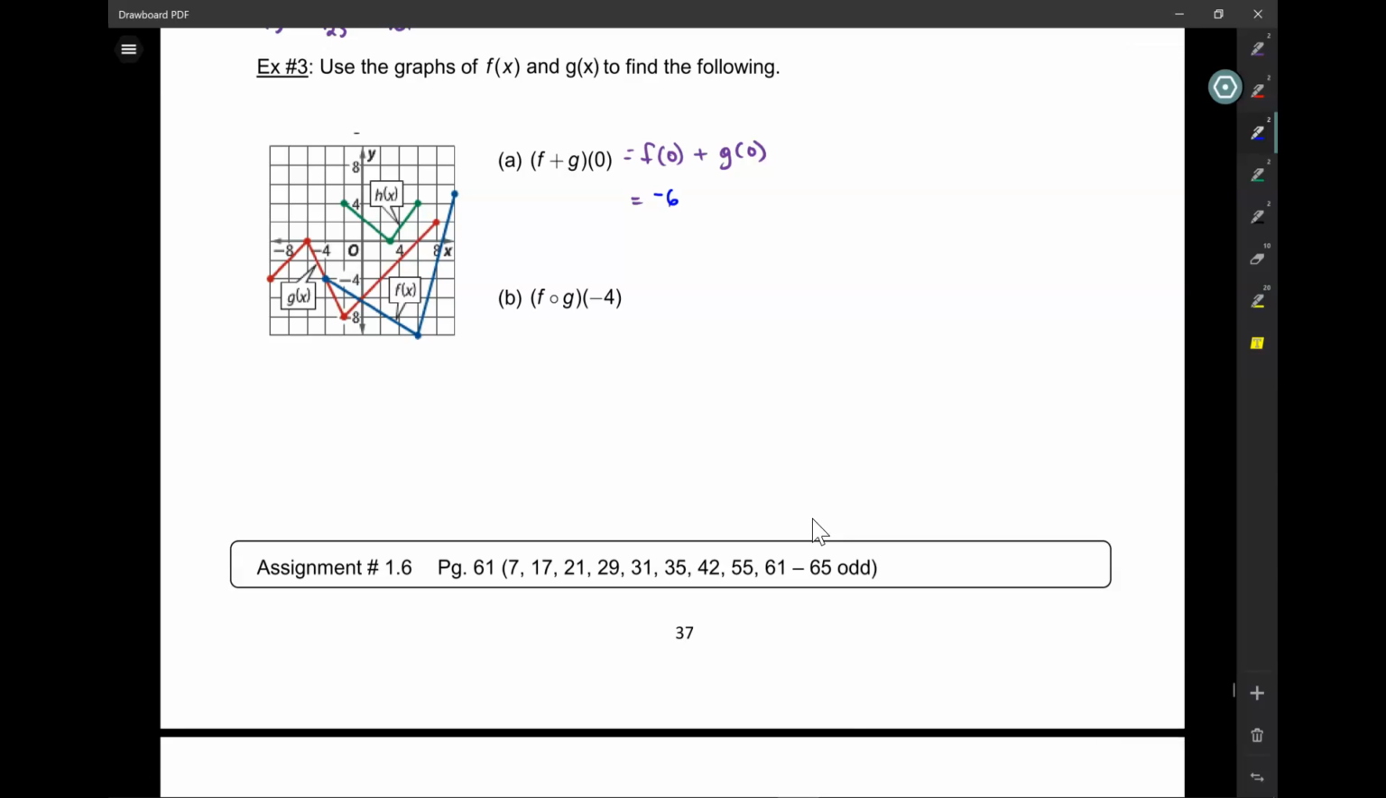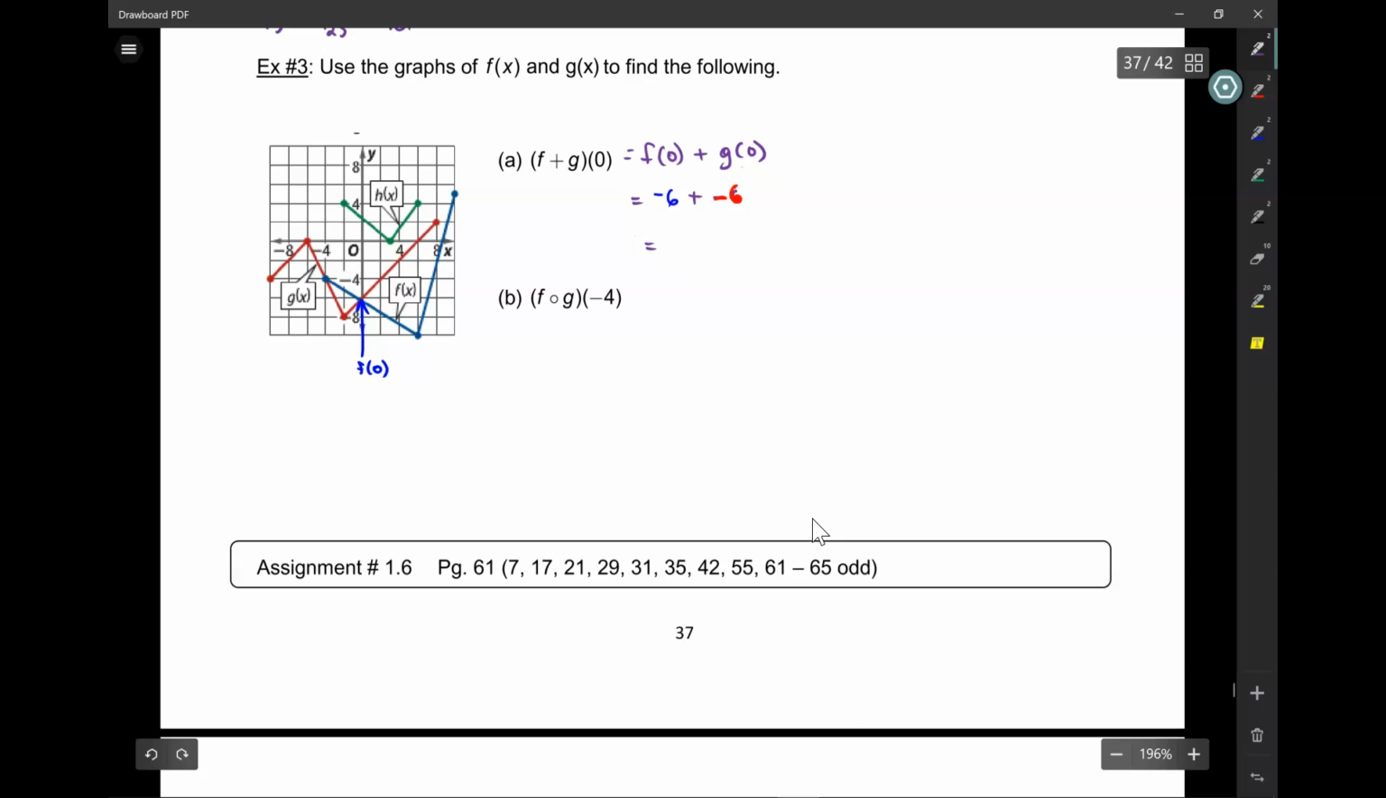Okay, this is f of x. This function is f of x. So now I want f of 0. What is the value of y when x is 0? -6, right? Oh, but you can see that line, right? So this is f of 0 here. I mean, estimate. That's fine. Just estimate, right? Estimate to the closer one. Plus, what's g of 0? G of 0 is -6. So that's -12. Okay?